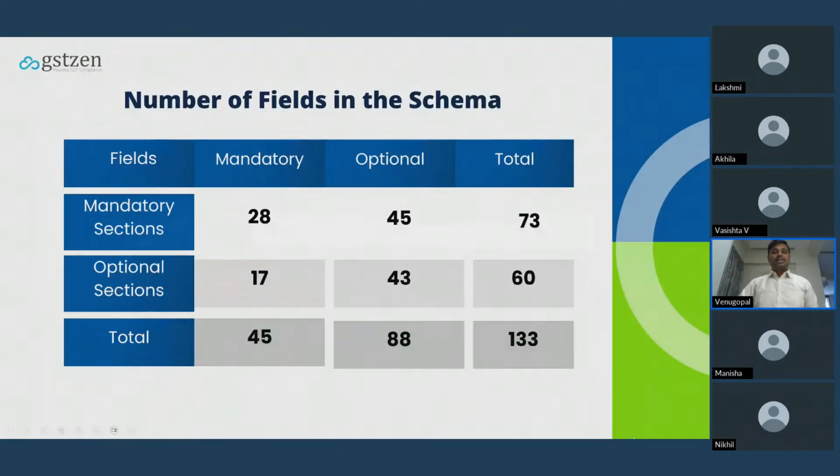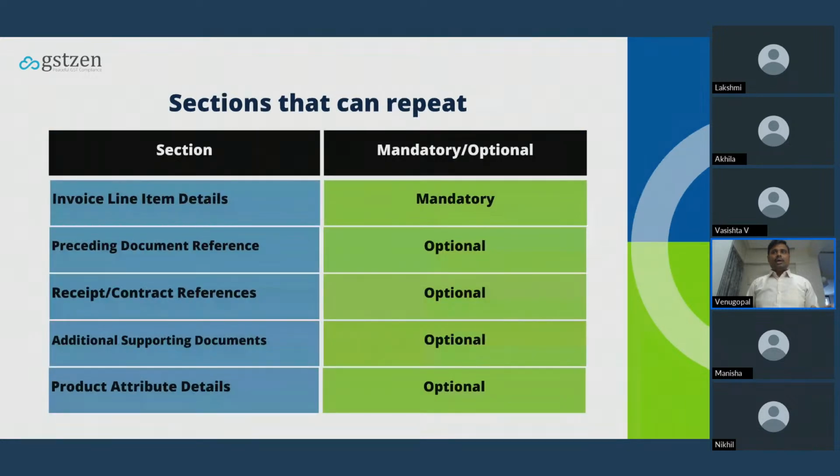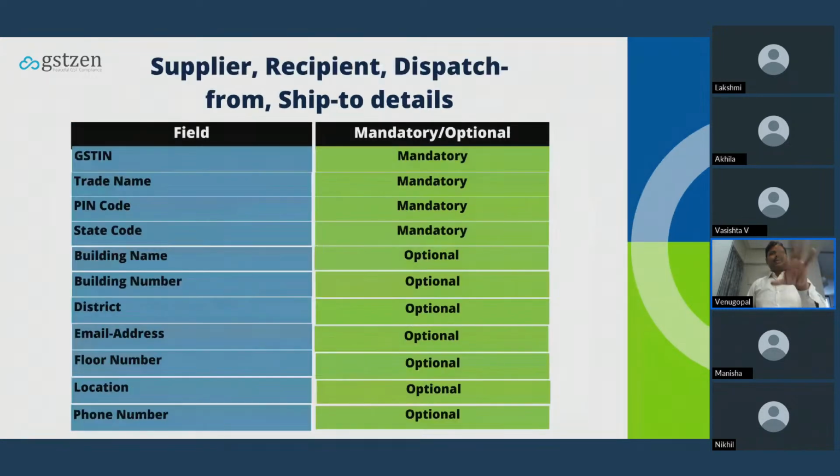You can use it. From 2020 till 2025, not even a single change happened to the e-invoice schema. It's pretty beautifully written. Of course, industry has made some recommendations. Maybe at the next stage when it is made mandatory to everyone, the next version can come. But for 5 years, it's been running smoothly. What are the mandatory and optional fields? It is more self-explanatory. I'll be sharing this presentation.